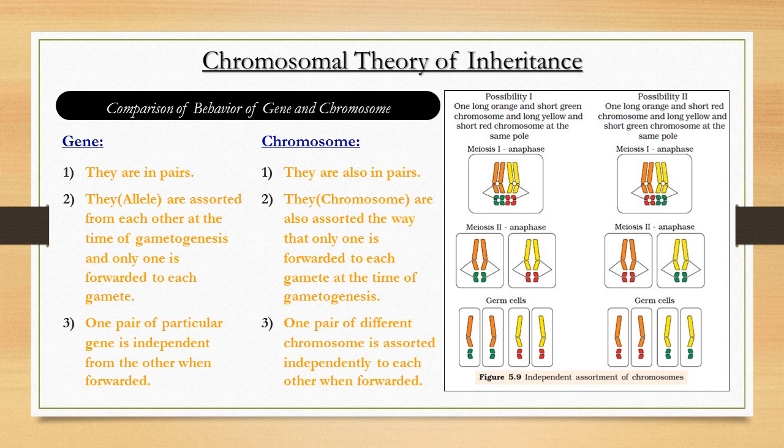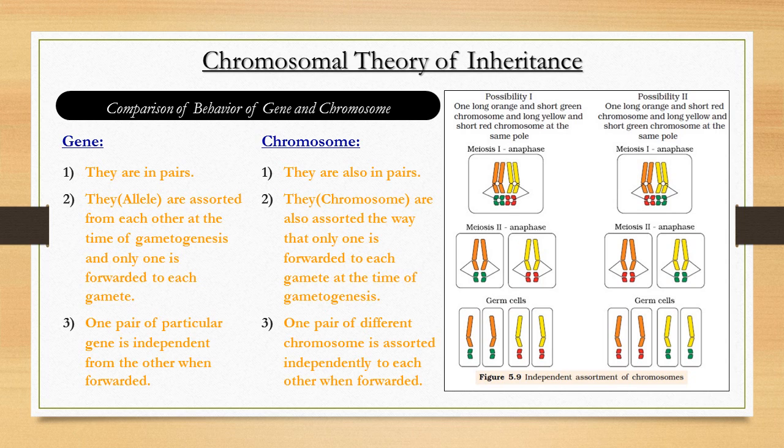And the other possibility, if you see, is one long orange and short red, and the other long yellow and short green. They are interchanged, if you see, right? Previously yellow was paired with red, here orange is paired with red. Previously orange was paired with green, here yellow is paired with green.